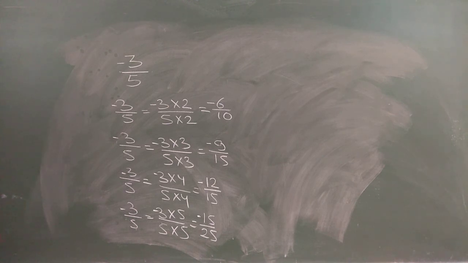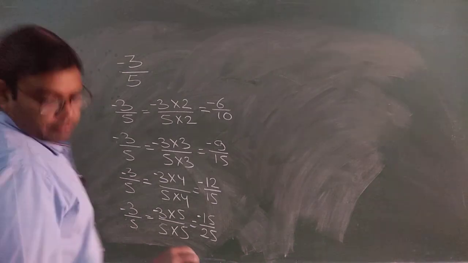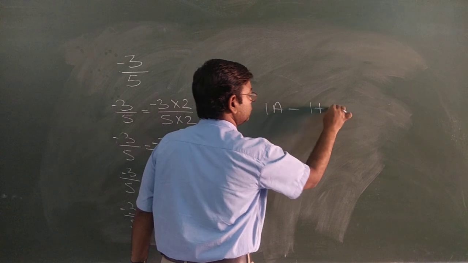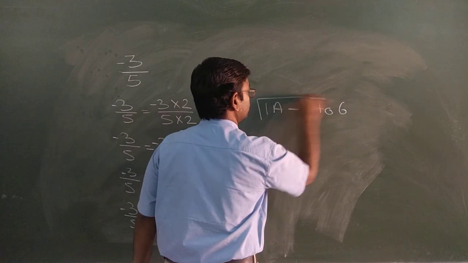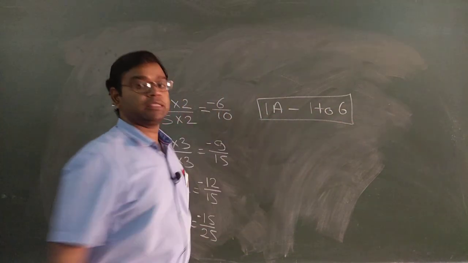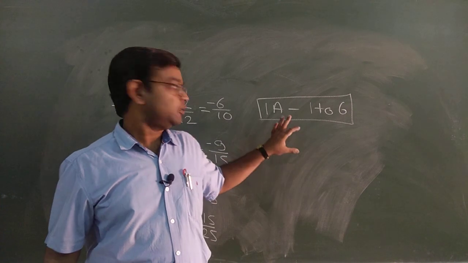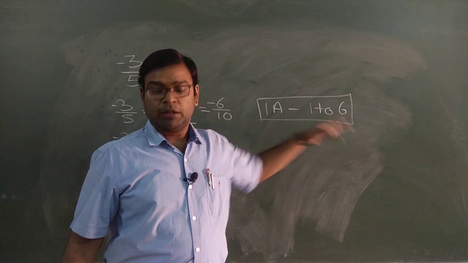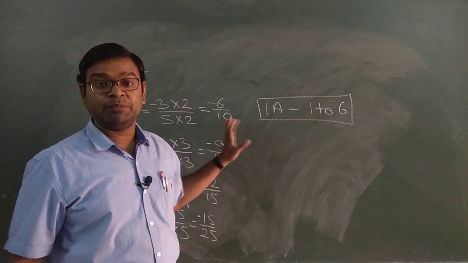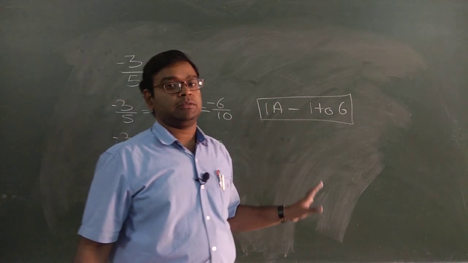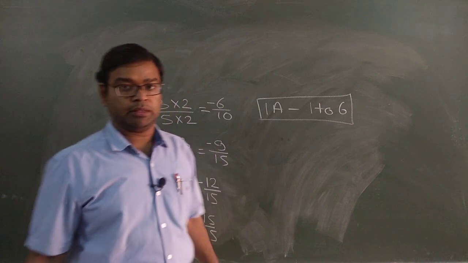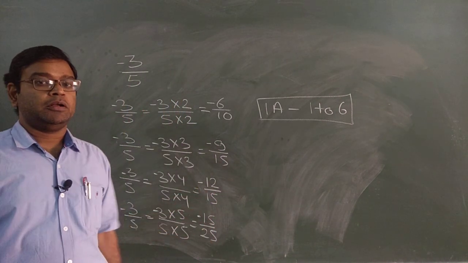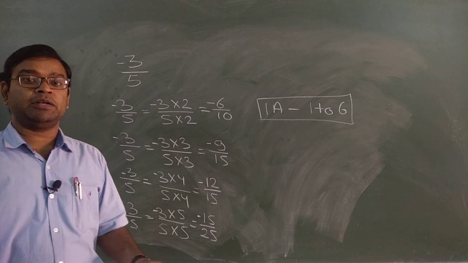So all of you try to solve 1A, question numbers 1 to 6. This is your homework, and all of you solve this in your maths copy. Clear? Tomorrow we will discuss arrangement in ascending and descending order and complete this exercise 1A. Now that's all for today. Next day we will discuss arrangement of numbers.